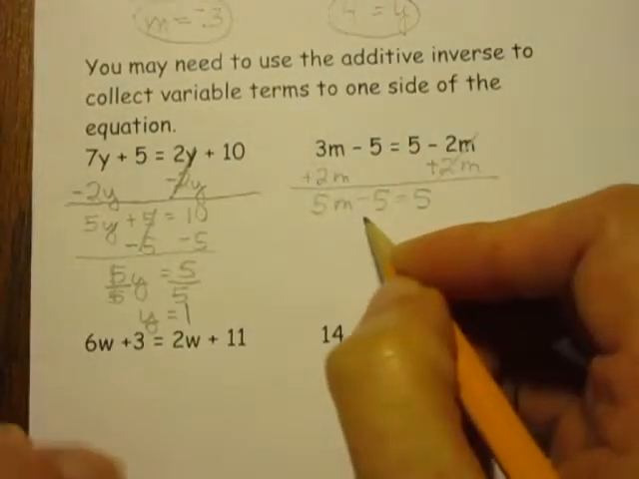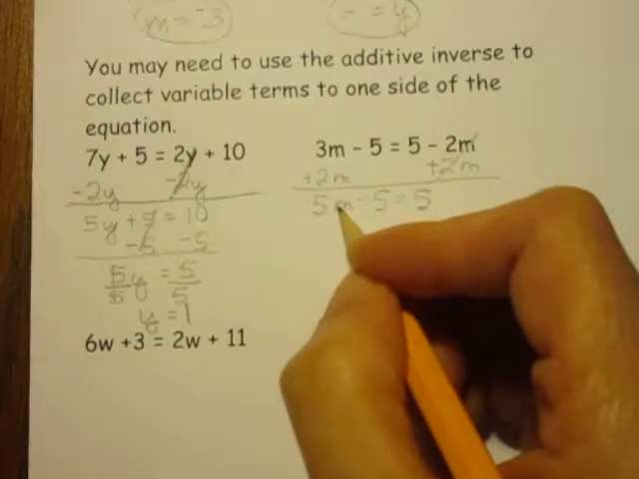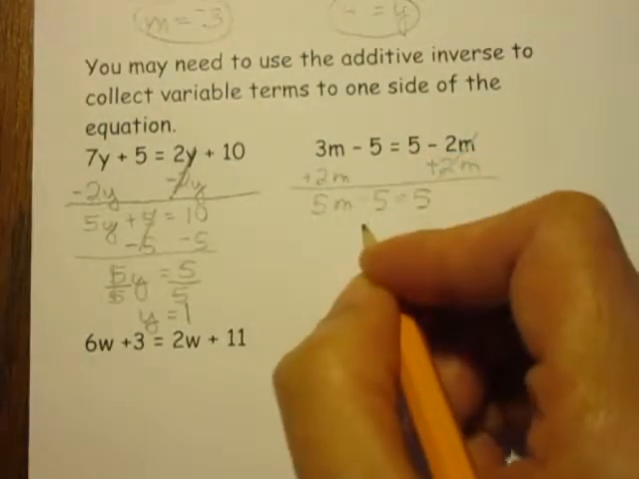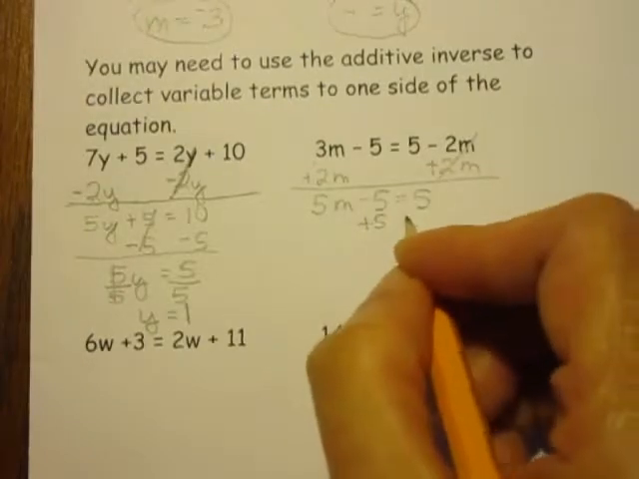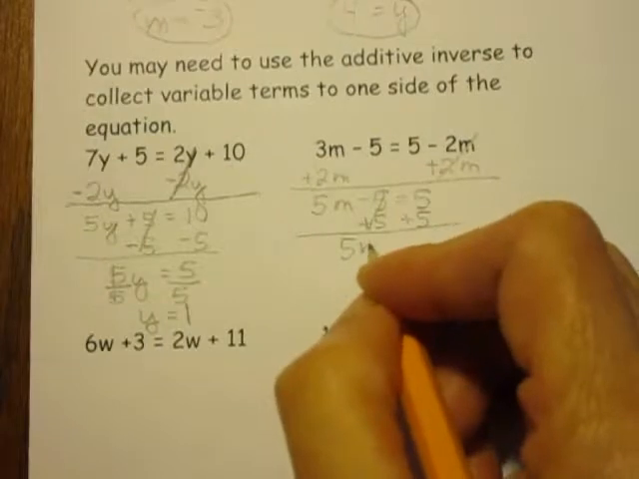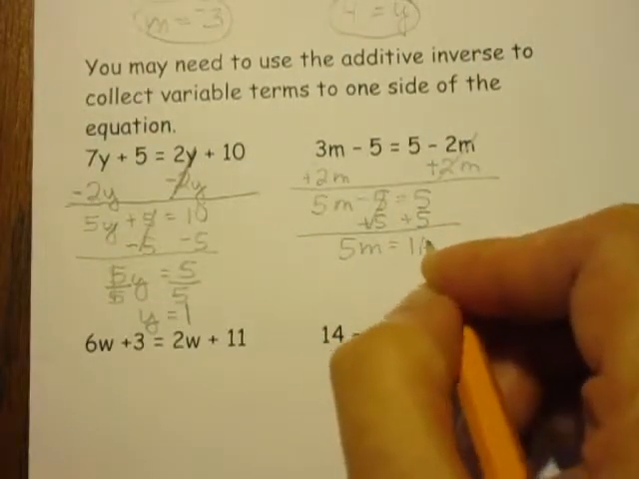Again, it's just now my regular two-step equation. I'm going to try to get that variable by itself, but I have to start here with that constant first. So I'm going to add 5 to each side. This eliminates, so I have 5m is equal to 10.